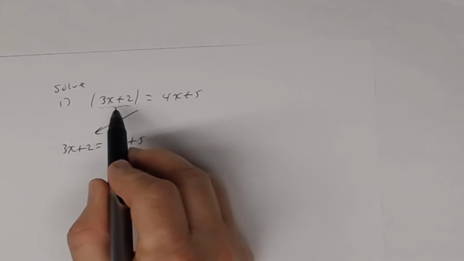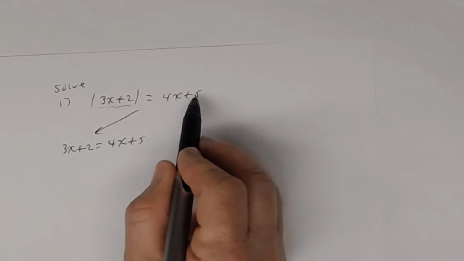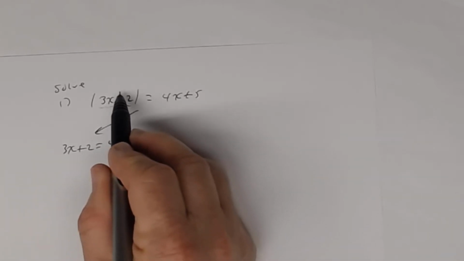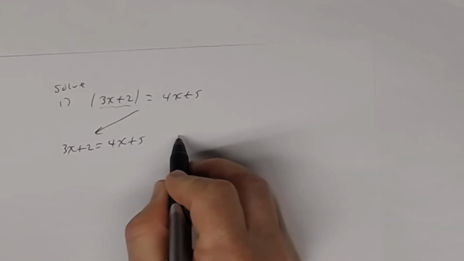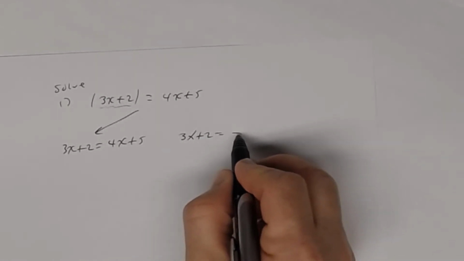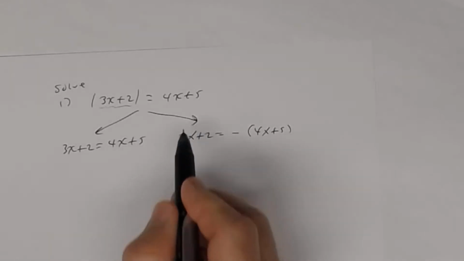If this is negative, now remember the absolute value of a number is always positive or 0. So the result is positive, and if this is negative, then what I've got to do is notice that those are opposites. So 3x plus 2 and this are opposites, and therefore I have to take the opposite of the other side, 4x plus 5. And so that's how you're going to deal with this.